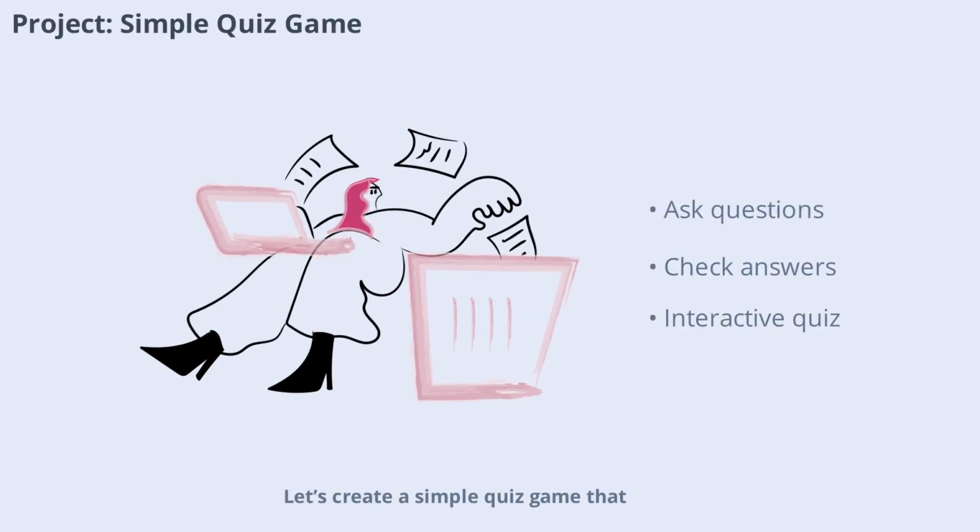Let's create a simple quiz game that asks the user questions and checks their answers. This project combines input, output, lists, and conditional logic. It's a fun way to practice what you've learned and see how different programming concepts work together. Follow along as we build this interactive quiz step by step.